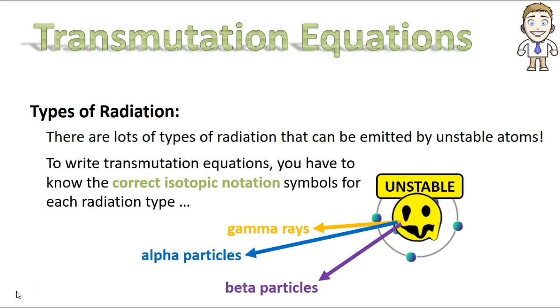Before we actually look at any transmutation equations, let's also remind ourselves of some of the correct isotopic notation symbols for each of these three radiation types. For gamma rays, we use the gamma symbol 0 0 because it's just a wave that has no mass. Alpha particles are made of 2 protons, so an atomic number of 2 with 2 neutrons attached, totaling to a mass of 4. And there's no electrons, so the charge is technically +2. And beta particles, we use a lowercase e because they're just electrons, -1 for the atomic number, and 0 mass because electrons have 0 mass.